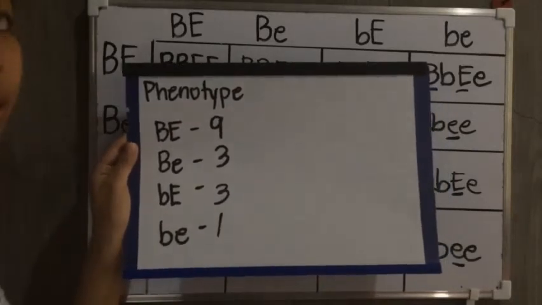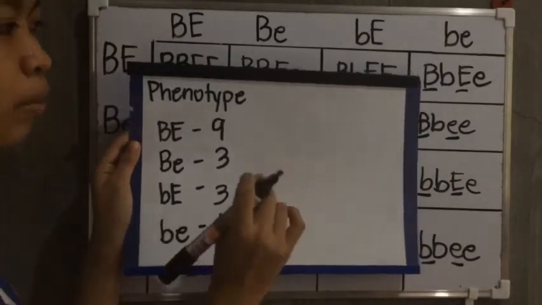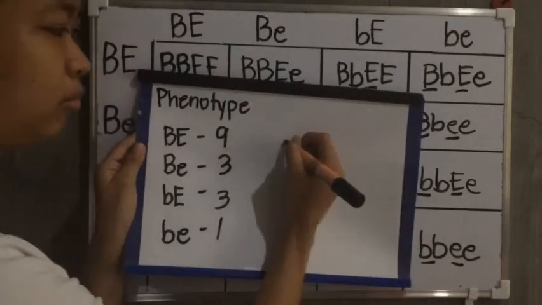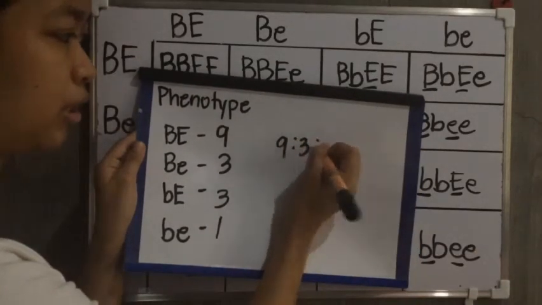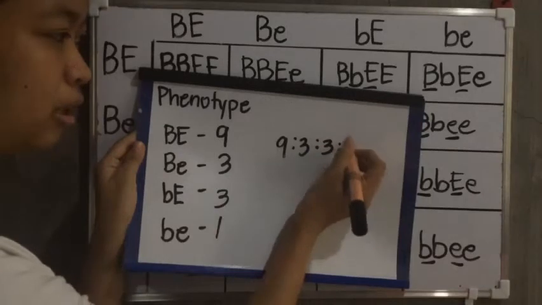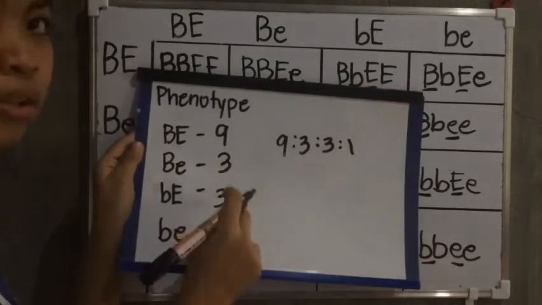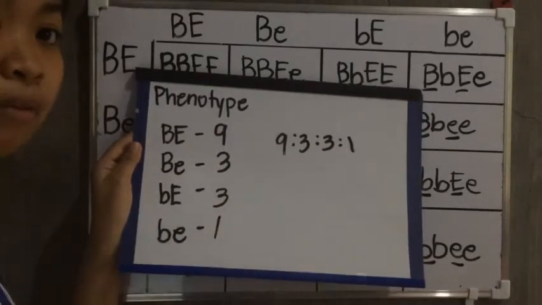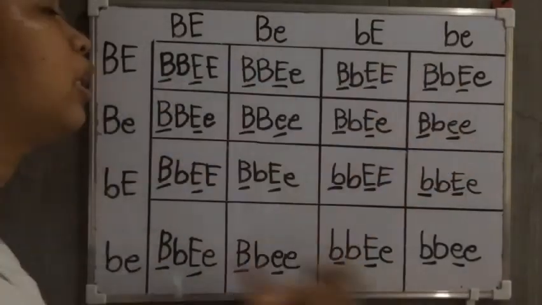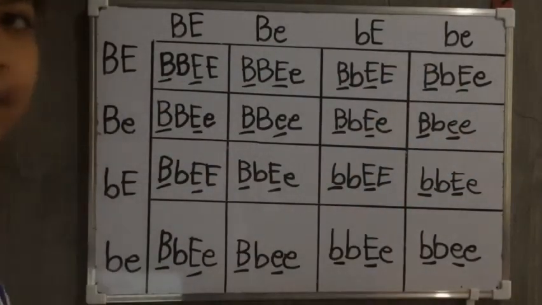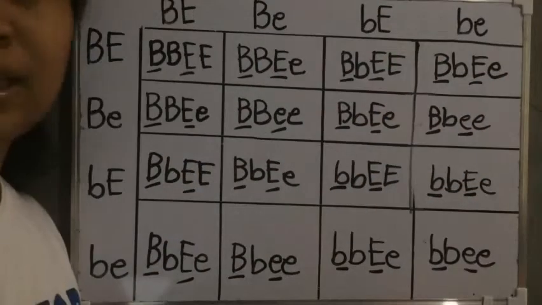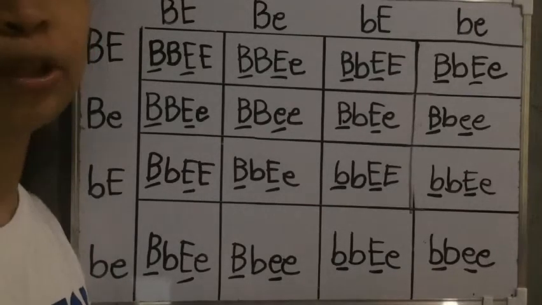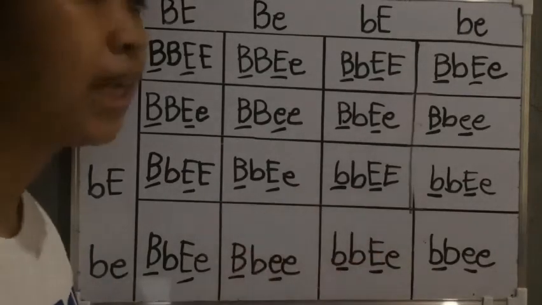So what is our phenotypic ratio? So our phenotypic ratio is 9:3:3:1, for a total of 16. So we have here a total of 16 boxes. The next one that we're going to look for is the genotype in this dihybrid cross.